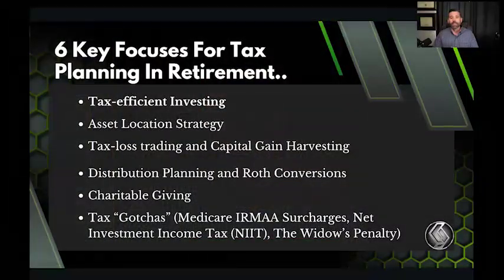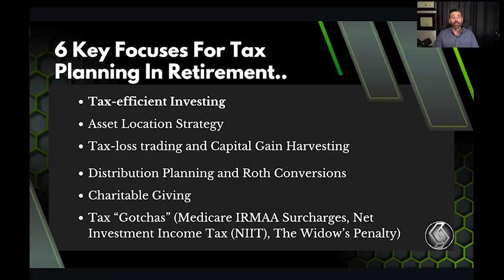So let's jump in and talk a little bit about the 6 key focuses for tax planning in retirement. The first focus is definitely going to be tax efficient investing. You want to make sure you are invested properly, and make sure you have the right assets in the right location. That's very important. Asset location strategy, that's also very important. Of course, tax loss trading and capital gain harvesting is very important.